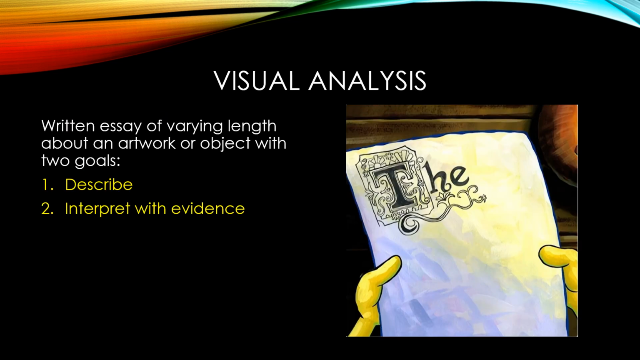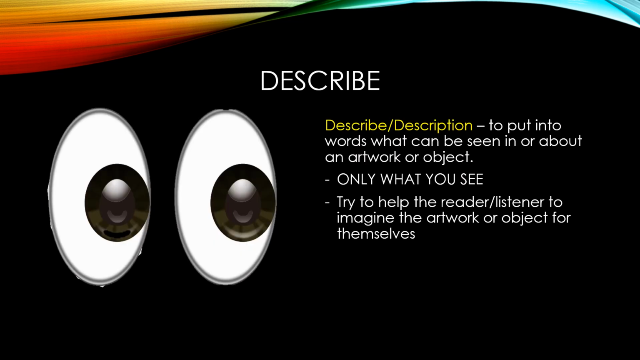A visual analysis is a written essay of varying length with the goal of answering an art historical question. Thus, a strong visual analysis does two things. One, it describes an artwork or object, and two, it interprets an artwork or object with evidence. To describe an artwork or object is to put into words what can be seen in the artwork or object. When trying to describe something, focus only on what you can see, and do your best to write it so that someone who cannot see the artwork or object can imagine it for themselves.